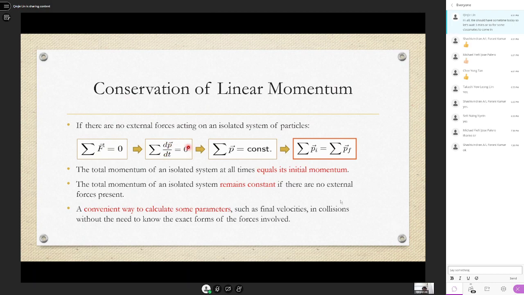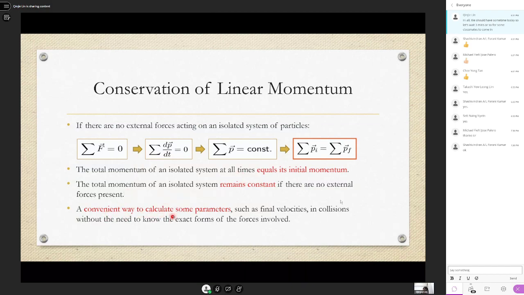And because the change is 0, the summation of the P must be the same. Constant means it is the same. So if you rewrite it, it means the starting total momentum must be equal to the final total momentum, since it's a constant, right? That's how we get to this concept. The total momentum of an isolated system at all times equals its initial momentum. The total momentum of an isolated system remains constant if there are no external forces present.